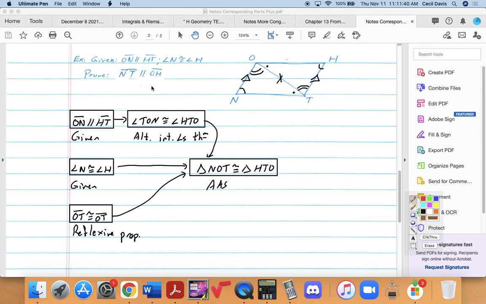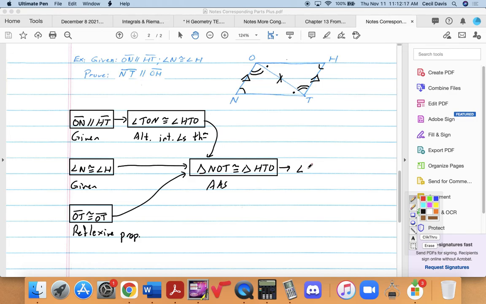But now let's look at what we're trying to prove. We're trying to prove that NT is parallel to OH. Well, what will we need to know was congruent in order to know that? TOH and NTO. Yeah, these two with the dots, the two you were trying to do earlier. How are we going to do that? Well, if the triangles are congruent, aren't all the corresponding parts congruent? Yes.